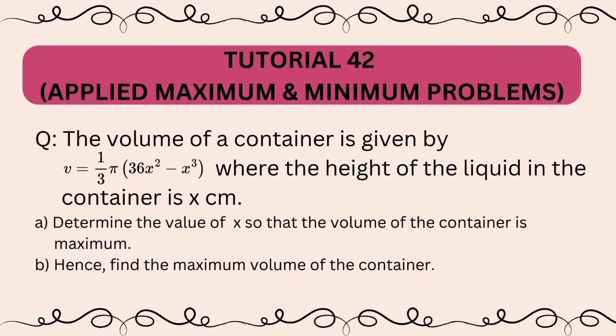Question for tutorial 42. The volume of the container is given by V equals 1/3 pi times (36x squared minus x cubed), where the height of the liquid in the container is x cm. A. Determine the value of x so that the volume of the container is maximum. B. Hence, find the maximum volume of the container.